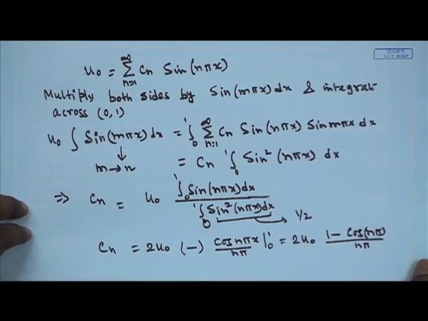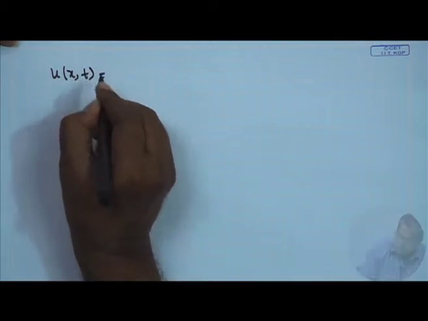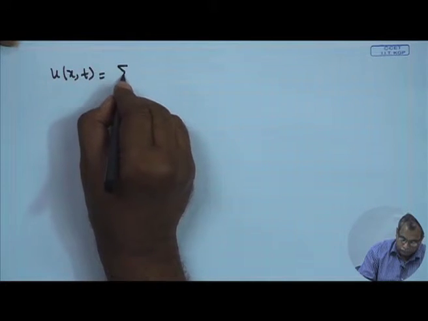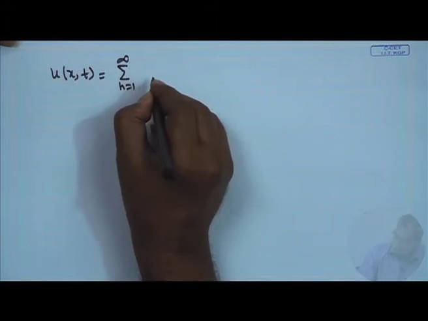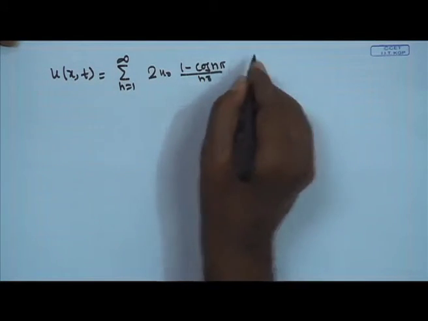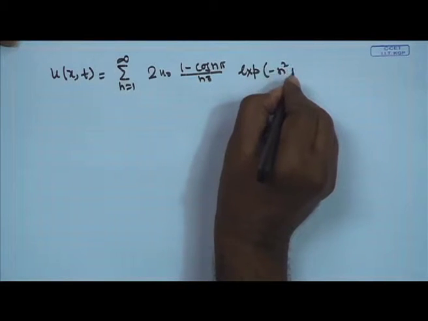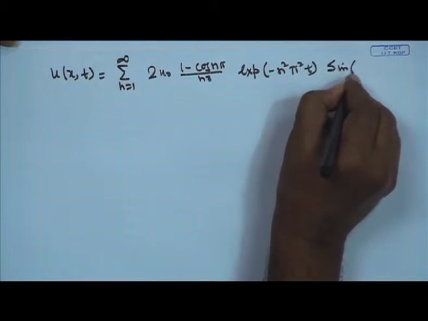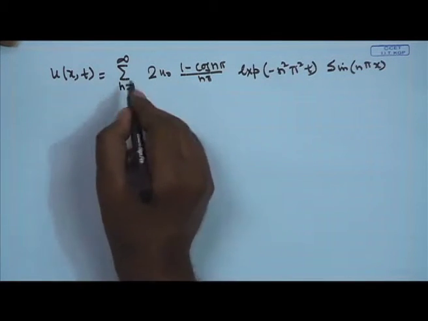So, now we will be getting the complete solution. If you write the complete solution, u as a function of x and t will be nothing but summation n equal to 1 to infinity 2 u0 times 1 minus cosine n pi over n pi, exponential minus n square pi square t, sin n pi x. 2 u naught can be taken out of the summation sign because that will be basically a constant. So, this gives the complete solution of the two dimensional parabolic partial differential equation of the first kind.